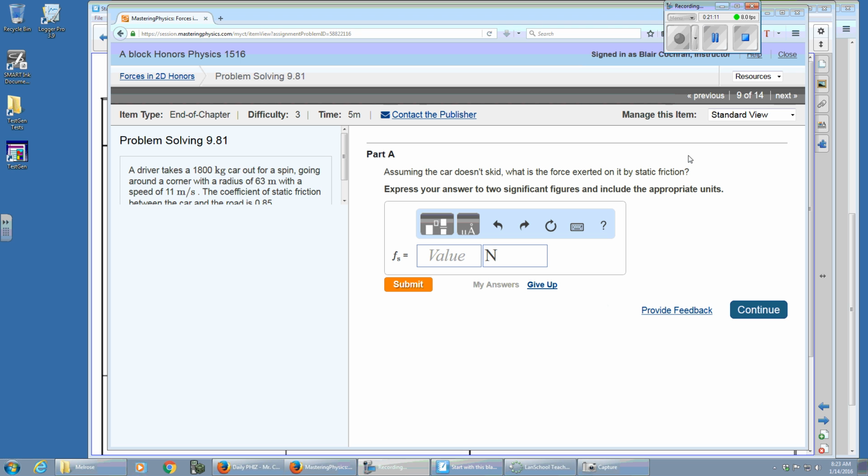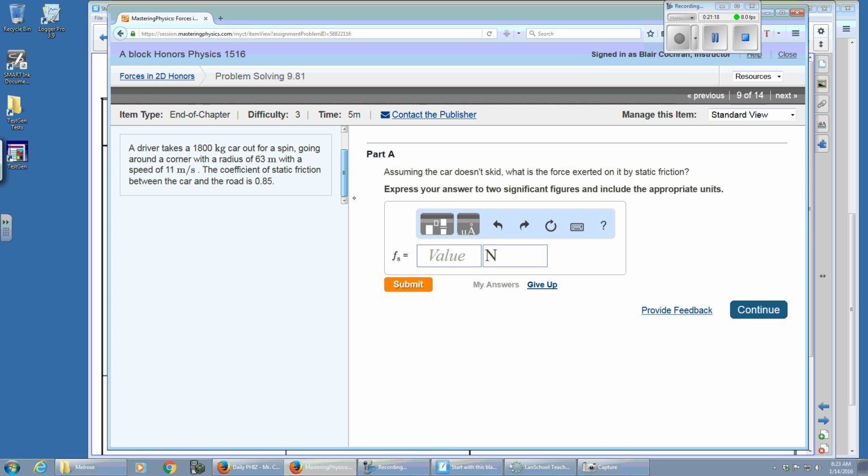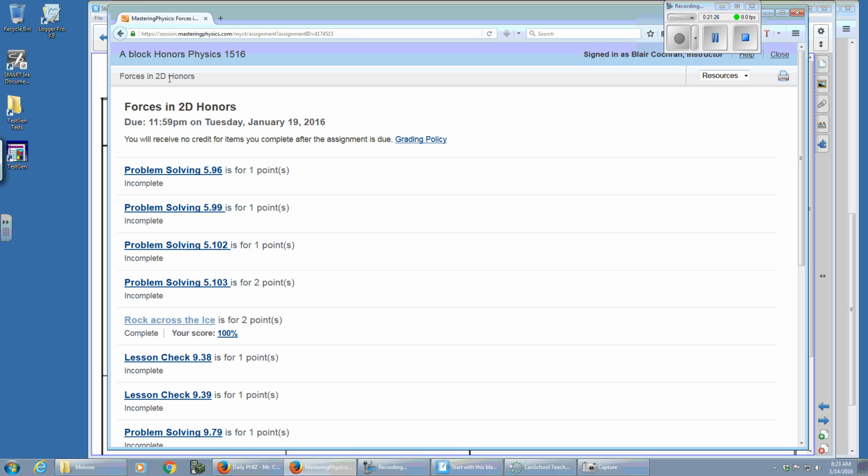All right. 9.81. You've got a car going around a corner with this radius, and the speed of this. Oh no, we're not doing 9.81, we're doing 9.38. Someone just had a question on 9.81. So 9.38.